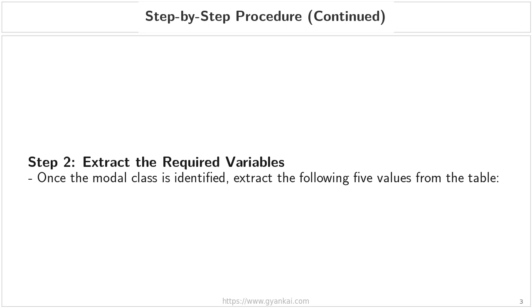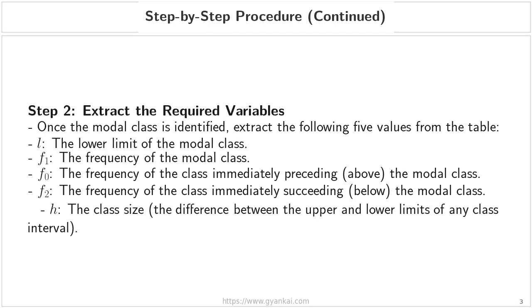Step-by-step procedure continued. Now that we have successfully identified our modal class in step 1, we move on to step 2, which is all about gathering our ingredients. Think of this as extracting the specific variables we need from our frequency table to plug into our formula. There are 5 key values you need to carefully pull out. First, we have L, which represents the lower limit of that modal class we just found. Next, we need F sub 1, which is the frequency of the modal class itself.